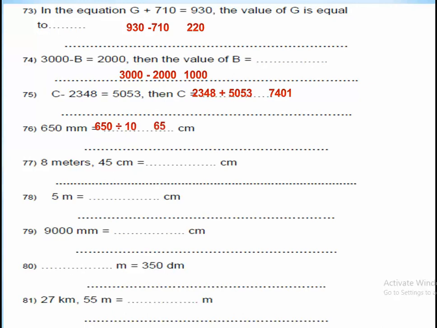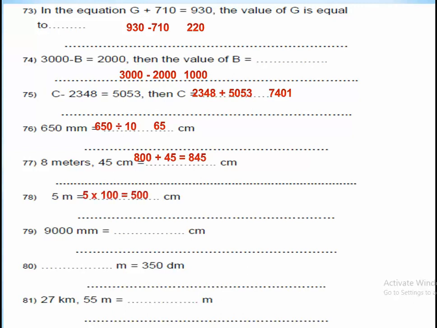8 meters and 45 centimeter. 8 meter, it will be 800 plus 45 equals 845. 5 meter equals how many centimeter? To convert from meter to centimeter, multiply by 100, it will be 500.